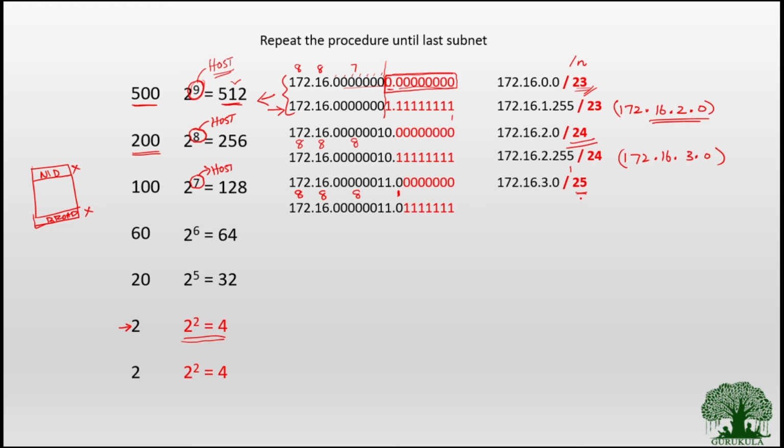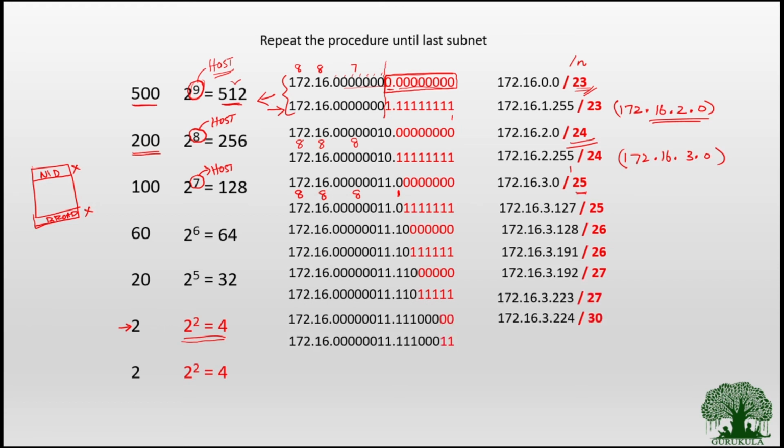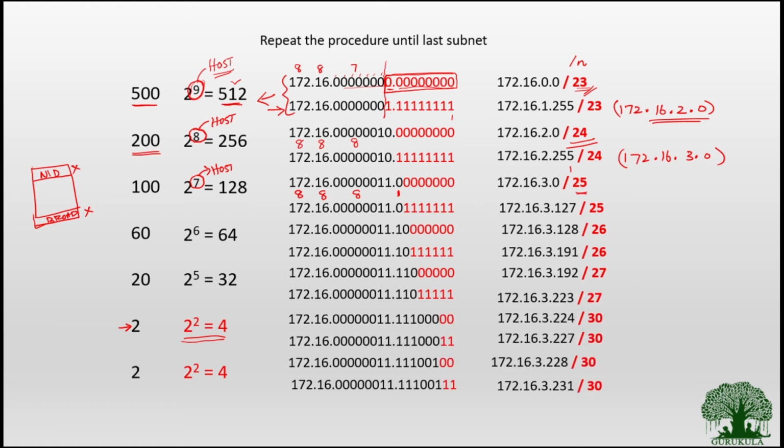So yes, it is 25. So 25 bits are allocated for representing the network part, and similarly the last address has to be written. The same procedure should be followed for all the remaining subnets. So I will reveal the answers now.